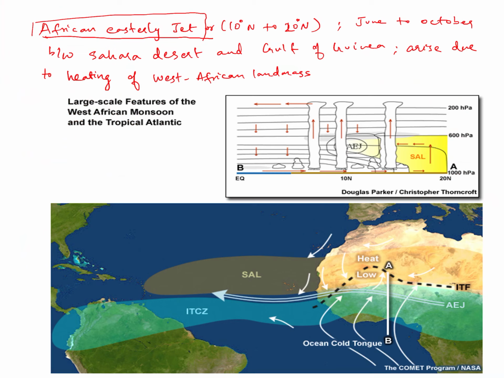This African easterly jet stream is observed between latitude 10 degrees north and 20 degrees north, especially in the West African area. So this is the West Africa area. During the summers, it is also not permanent. It is intense in the months of June to October.